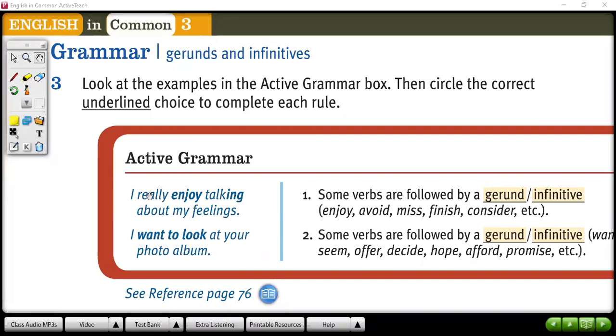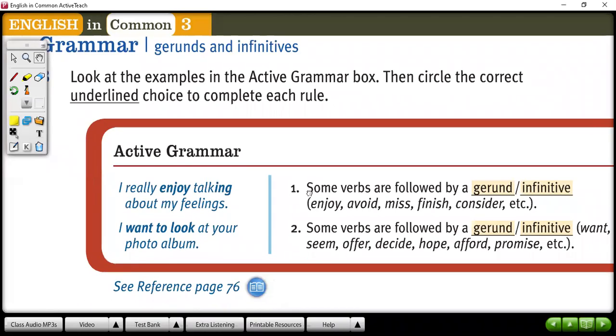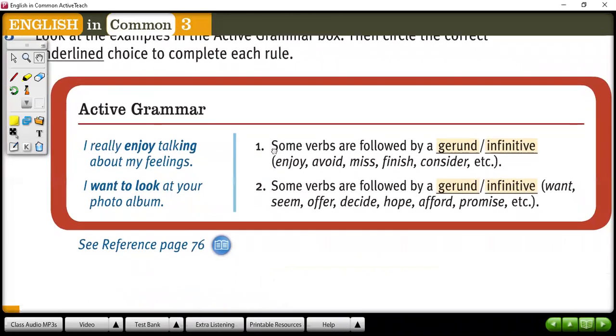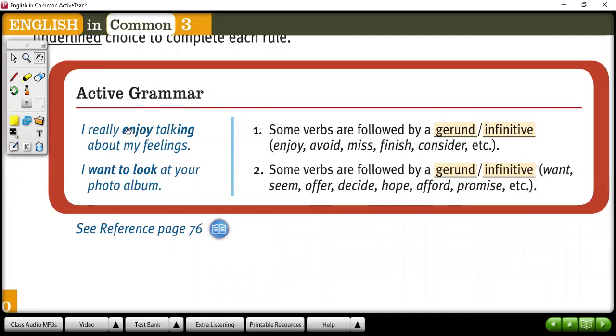Okay, my friends, now I will explain this part that is grammar related with lesson 2. Grammar, gerunds and infinitives. So this part we can see in your books. And what is it about? And you did it, okay? There are some verbs that need gerund. Those verbs are enjoy, avoid, miss, finish, consider, and some more.